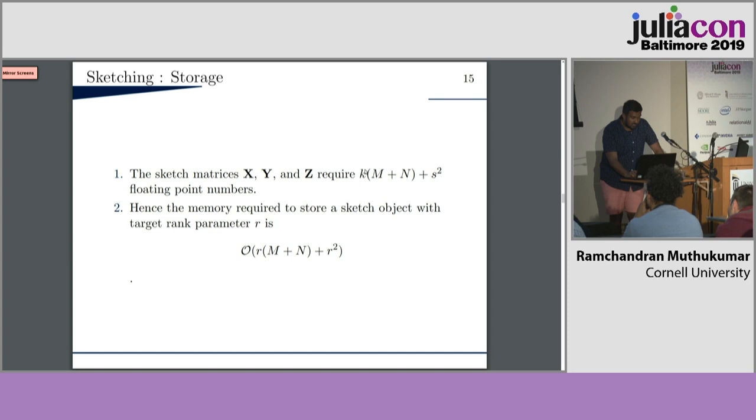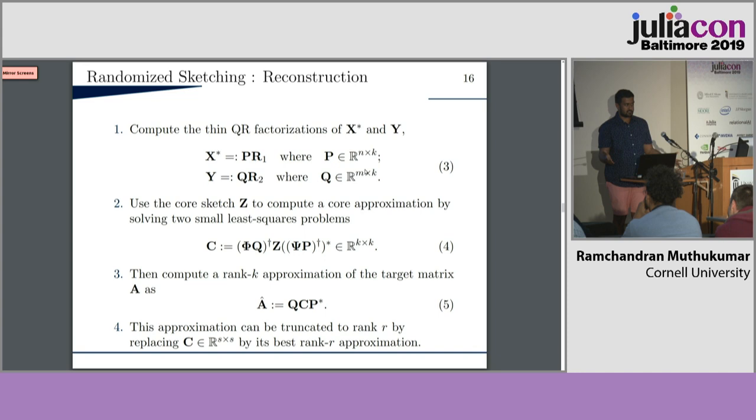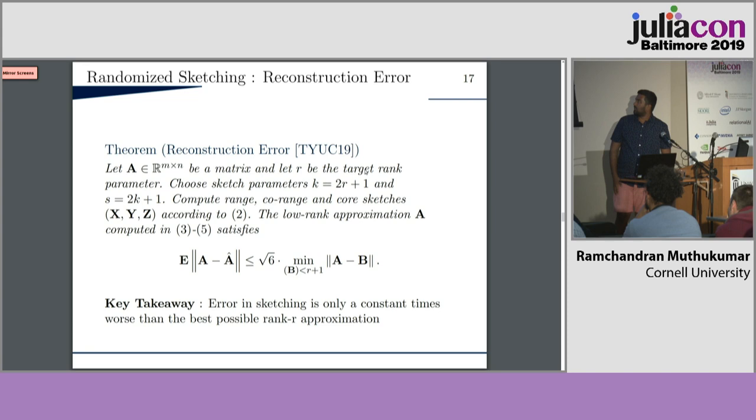So if you have these sketches, you could compute QR decompositions, and then have a reconstruction as given over there. You can find more information in the paper; I'll upload the slides, and there are references. But I want you to just know that this can be done on the go. And there's a theorem that says this is good enough to give you an approximation equivalent to the best rank R approximation. The best rank R approximation is where you compute an SVD of the matrix and throw away the unnecessary singular values. This is only a constant factor worse than that, and that's a good guarantee.